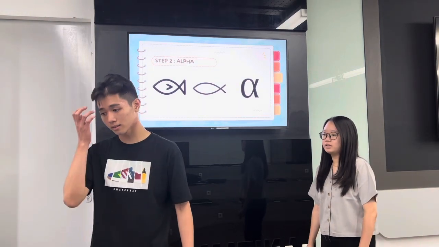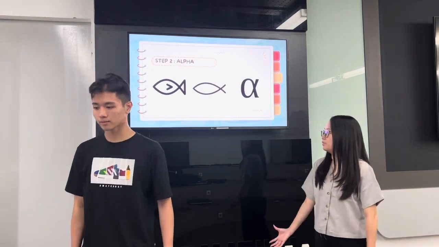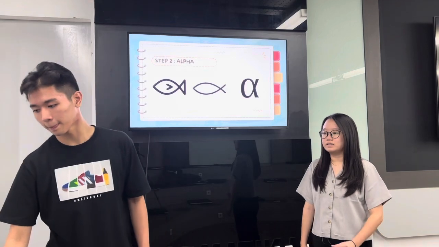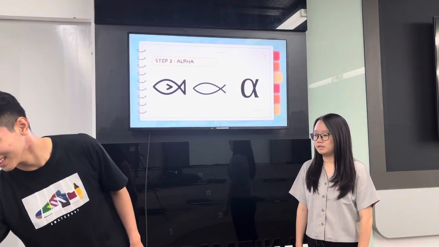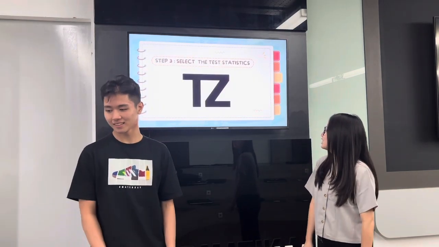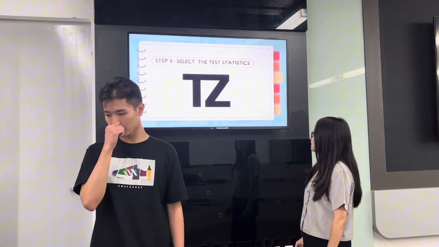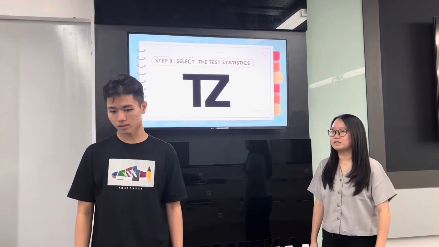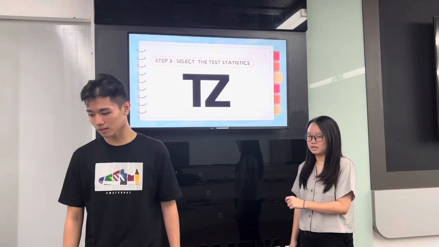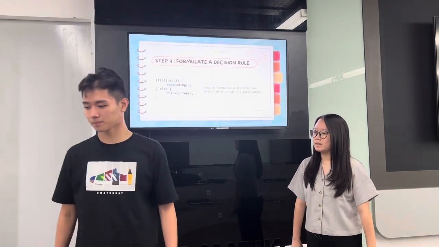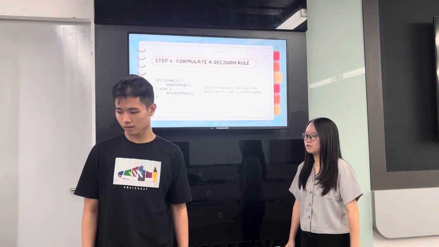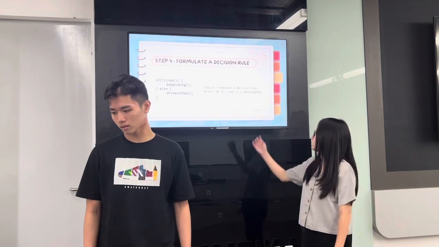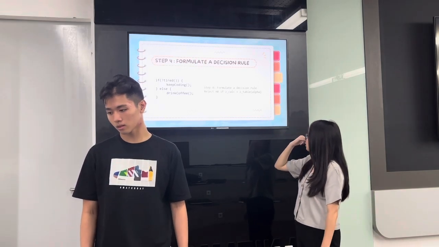And step 2 is declare the alpha from the description in the example, in the question. Step 3 is select the test statistic, either t-test or z-test. And step 4 is formulate a decision rule. This is the example.